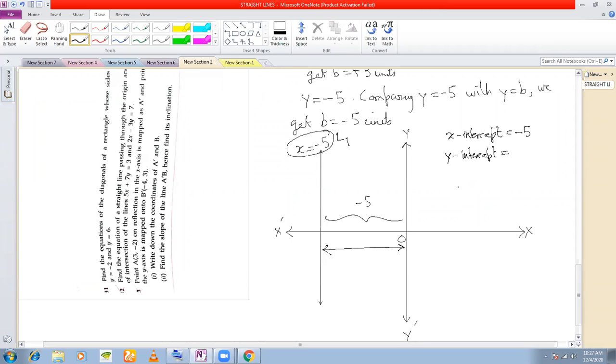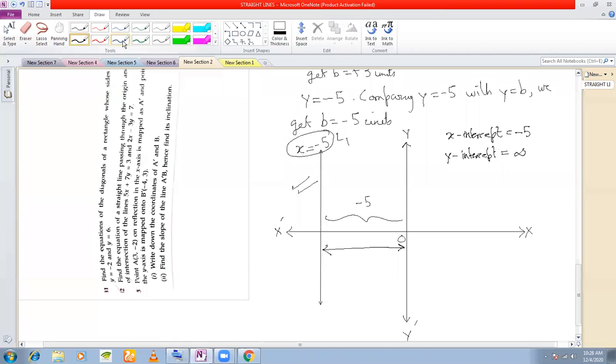Now the question is, what should be the y-intercept? The definition of y-intercept is the distance of the origin from the point where the straight line intersects the y-axis. Now tell me, where does this line intersect the y-axis? Does it intersect the y-axis? It doesn't, right? But in mathematics, we say that two parallel lines intersect at infinity. Therefore, we say that the y-intercept has to be infinity in this case.